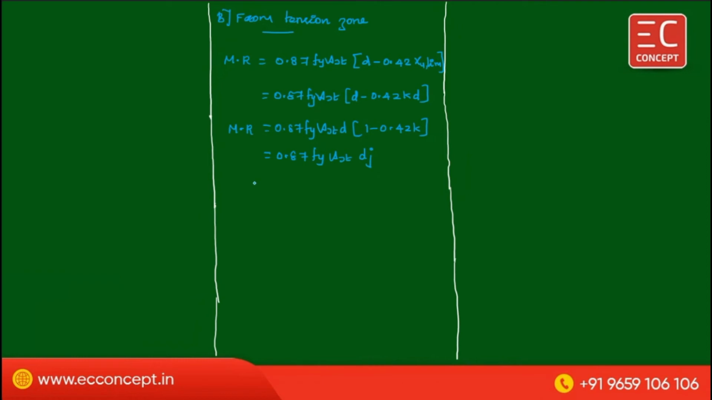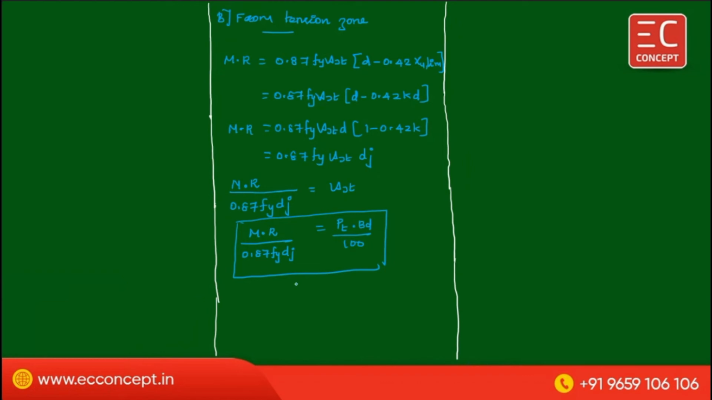Now the moment of resistance MR divided by 0.87 Fy d into j, d into j, is equal to AST. Now we can write this AST as Pt into bd divided by 100 into moment of resistance divided by 0.87 Fy d into j. So this is the final formula. 0.87 Fy AST is the force, and this is the lever arm. Then if you simplify this, you will get something like that. So the final value is this one.